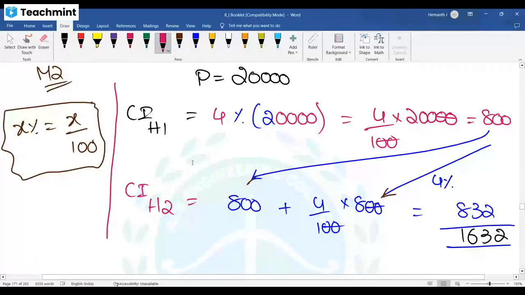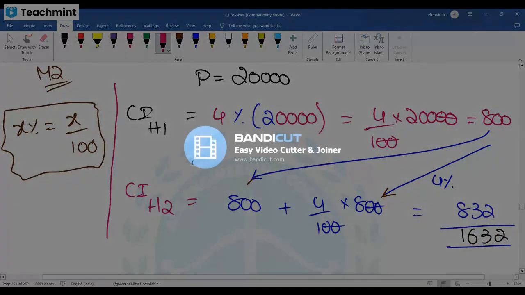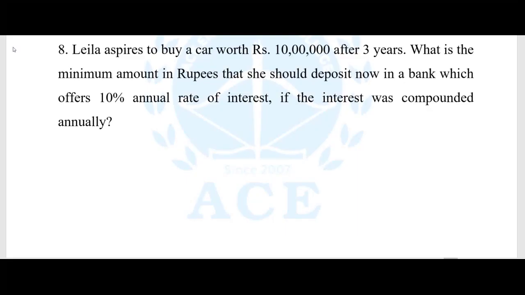Hope you are done with this. Done? Right. Yeah, let's see about this question. Laila aspires to buy a car worth rupees 10 lakhs after 3 years. What is the minimum amount in rupees that she should deposit now in a bank which offers 10% annual rate of interest if the interest was compounded annually? They clearly gave in the question, it's compounded annually, right? And Laila wants to buy a car worth 10 lakhs after 3 years.